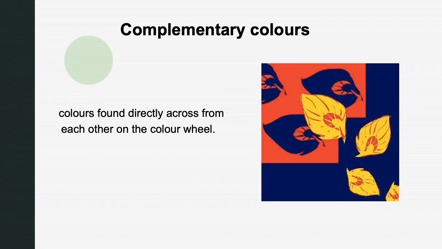Complementary color schemes. Colors found directly across from each other on the color wheel. They are complementary colors. Complementary color scheme provides strong contrast. For example, blue and orange, red and green, yellow green and red purple.